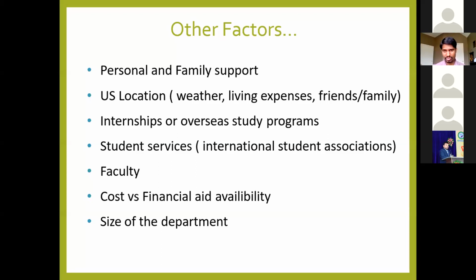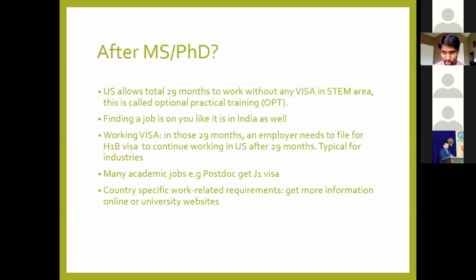So what happens after your master's or PhD, right? So you get to work in the US. Yes, if you are in a STEM field, you are allowed to work for 29 months without any other visa requirements. You can work for 29 months, almost 2.5 years, on your student visa. But what happens after that?